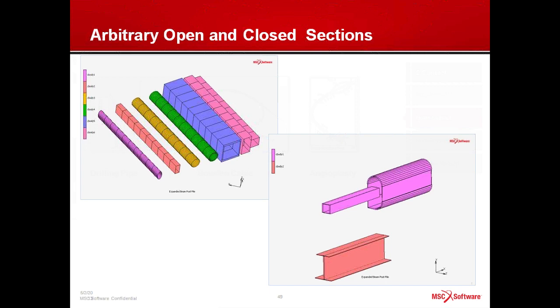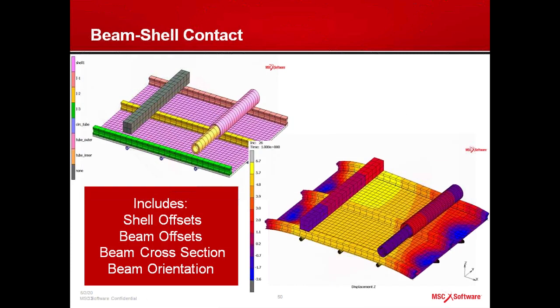Important to recognize these are still beam elements, 2 nodes per element, 6 degrees of freedom, but we're capturing the exact geometric representation of the beam. And when we do contact, we will effectively do the contact between the true representation of the beam and another beam, or the beam and a shell.